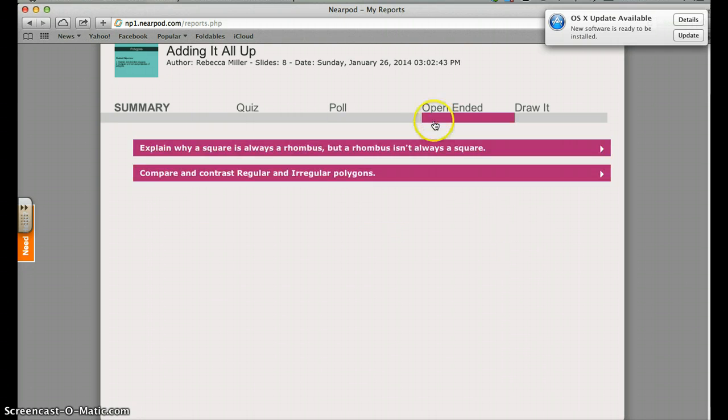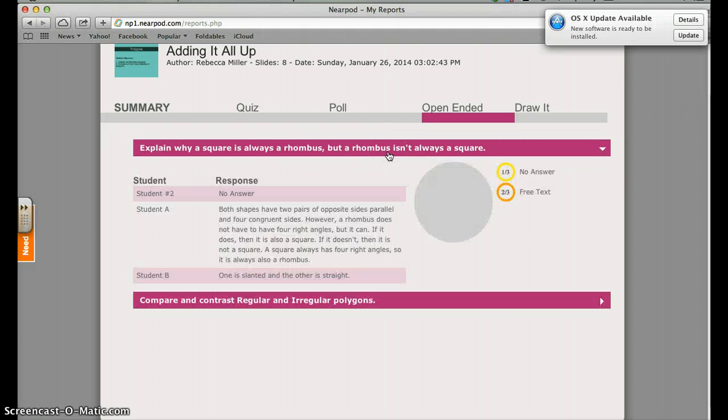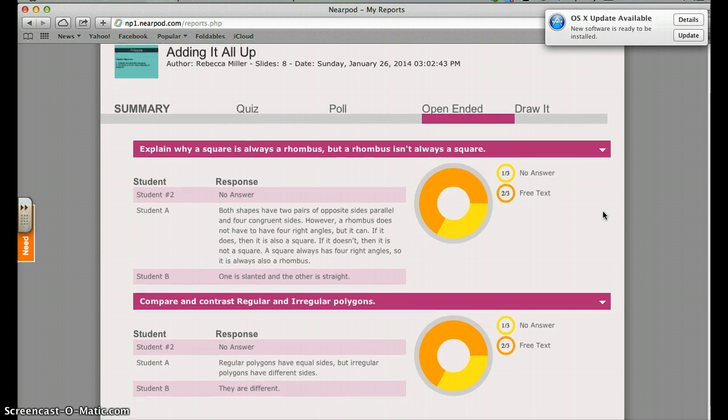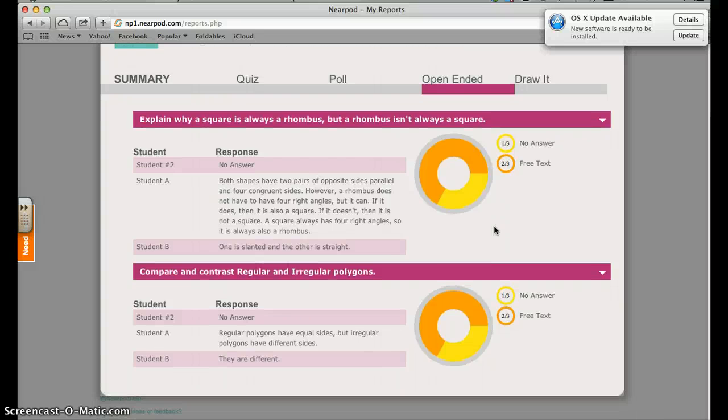Finally, we can look at the open-ended and the Draw It responses. We have already seen these during the lesson, but this is what our results will look like in the Assess feature. You can read everyone's responses, and you can also see how many of them answered and how many of them did not answer at all. Unfortunately, the open-ended is not self-graded because it would be too difficult to assess via the computer, but we can assess them as we go back here and read all of them.